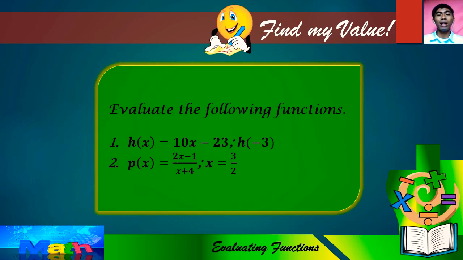Now, evaluate the following functions. H of x equals 10x minus 23 at h of negative 3. Second, p of x equals 2x minus 1 all over x plus 4 at x equals 3 halves.